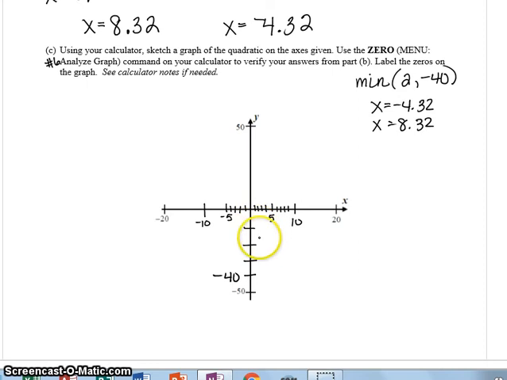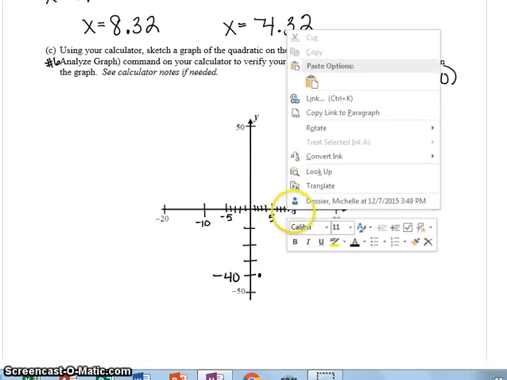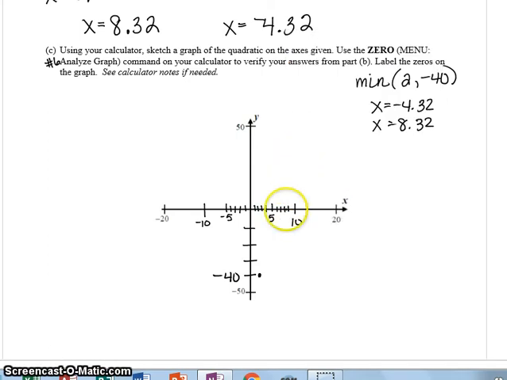Okay. And now I'm going to plot those important things. So at 2, negative 40 is my minimum. And then I have my 2 zeros at 8.32, which is going to be somewhere right around here. It's really hard to tell. And then the other one is at negative 4.32, which is here. So if I connect my zeros, that's a terrible sketch there. Then I have the equation y equals x squared minus 4x minus 36.